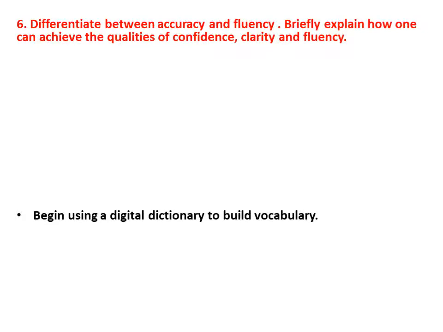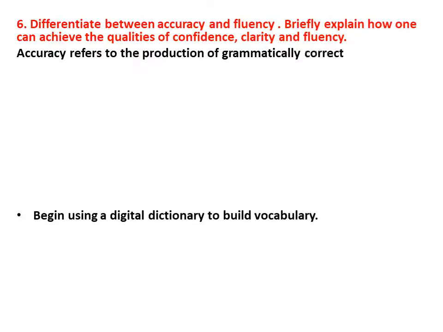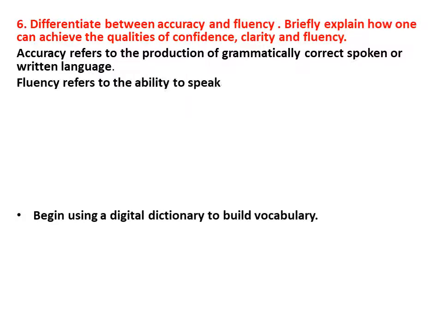Next, we move on to the sixth question. Differentiate between accuracy and fluency. Briefly explain how one can achieve the qualities of confidence, clarity, and fluency. So, accuracy refers to the production of grammatically correct spoken or written language, and fluency refers to the ability to speak or write without any pauses or gap fillers.